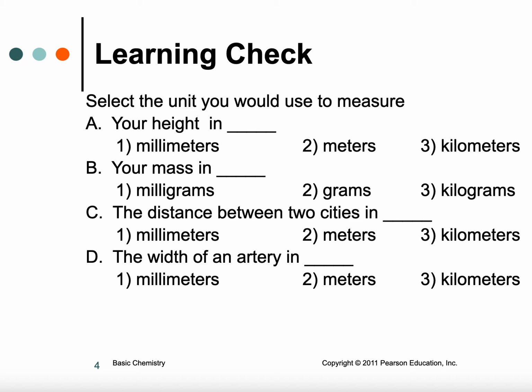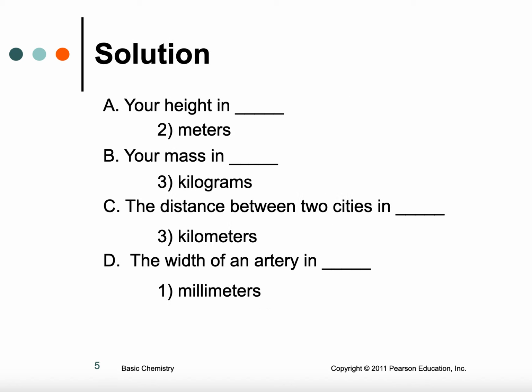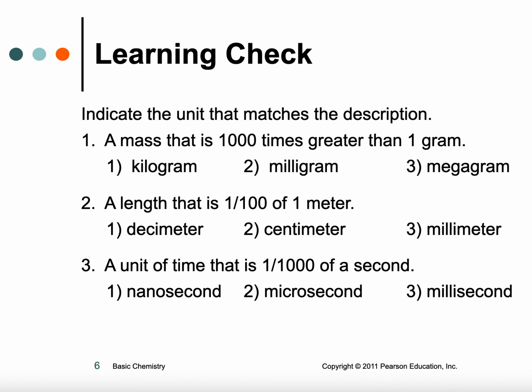Your car would not measure in millimeters, but in kilometers. So kilometers per hour is how fast you're going; that's the distance. The width of an artery would be in millimeters. A millimeter is about the width of your pencil lead. Right. Indicate the unit that matches the description.